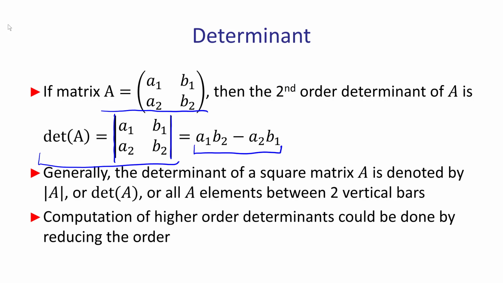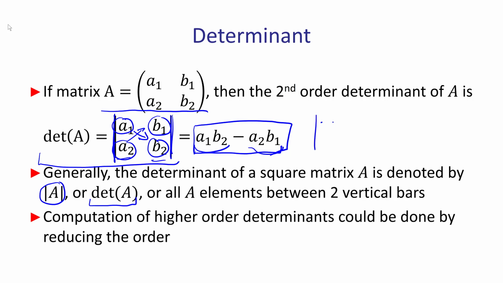So determinant of A1, B1, A2, B2 will be A1 multiplied by B2 minus A2 multiplied by B1. So you're taking A1, cross multiplying it by B2, minus A2 cross multiplied by B1. This is how it is defined. This is the determinant of the second order. Generally, the determinant of square matrix is denoted by two vertical bars like that, or det of A. All of the elements of A could be between those two vertical lines. And this is true not only for second order, just for any order. You can have multiple numbers inside.